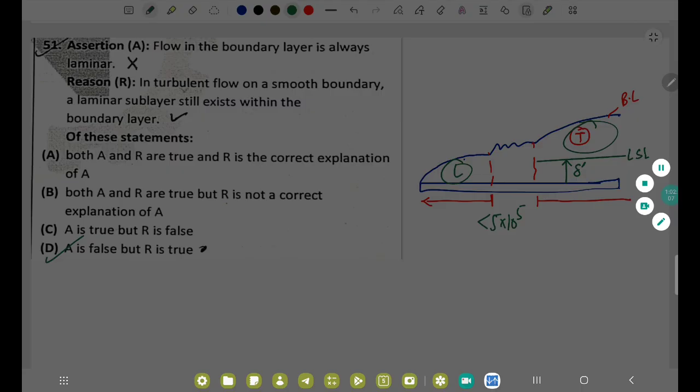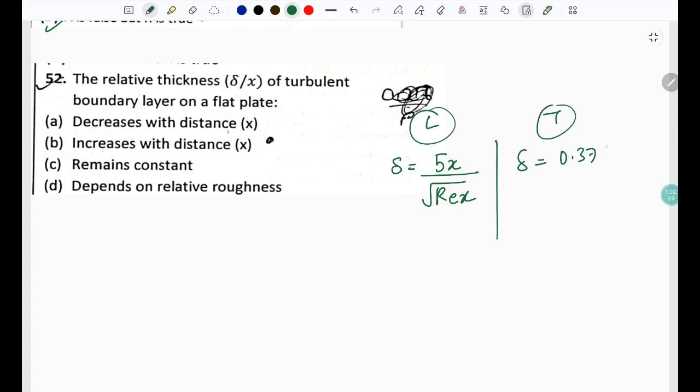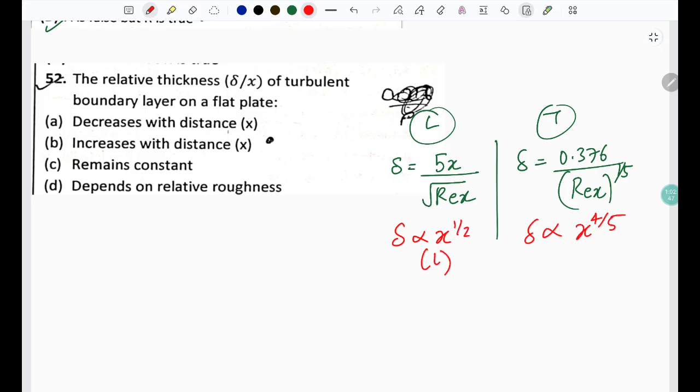So here is another question in which I fell for the trap because I had kept this in mind from the Blasius equation, that for laminar flow, delta was given as 5x over root Re x, and for turbulent flow, delta was given as 0.376 x by Re x to the power 1 by 5, and the variation was that delta is directly proportional to x to the power 1 by 2 in laminar, and delta is directly proportional to x to the power 4 by 5 in turbulent flow.